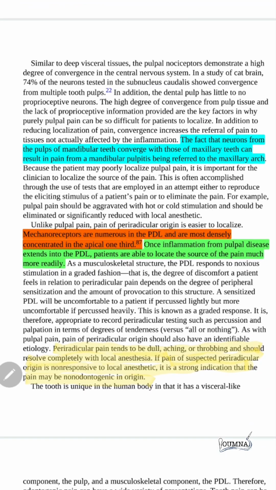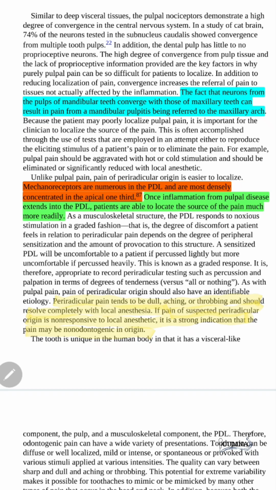Now let's talk about when the bacteria reaches the periradicular area, and we have a periodontal ligament inflammation. Here, the patient has the ability to detect the source of pain more precisely because we have so many mechanoreceptors that are located in this area. As we said in the diagnosis chapter, the percussion and the biting tests are helpful in knowing the periodontal ligament inflammation.